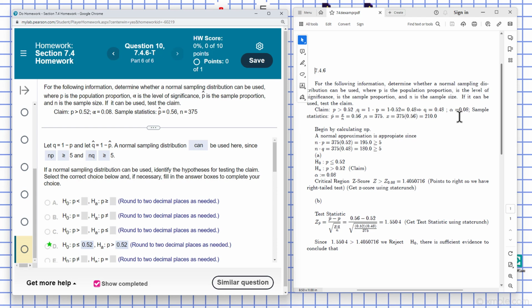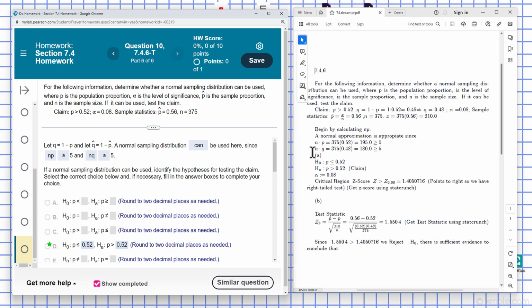I already have my alpha there. It's 0.08. And my P hat is going to be X over N, and that's 0.56. And my N is 375. And my X is going to be 375 times 0.56, which is 210.